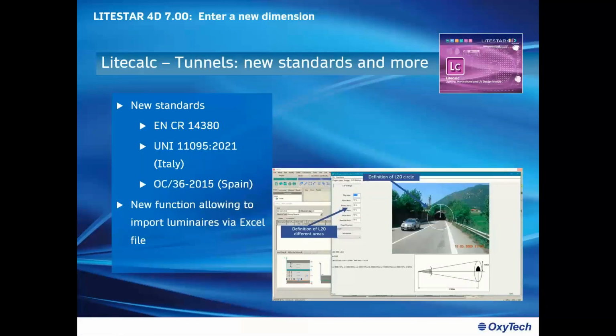We at LightCalc, our lighting design program, introduced some enhancements also for tunnel lighting, because we introduced new ways to calculate the luminance curve. So we introduced the European technical report 14380. We introduced the brand new standard from Italy, which is the UNI 11095. It was recently published. And we also introduced the standard from Spain, the OC 36-2015.